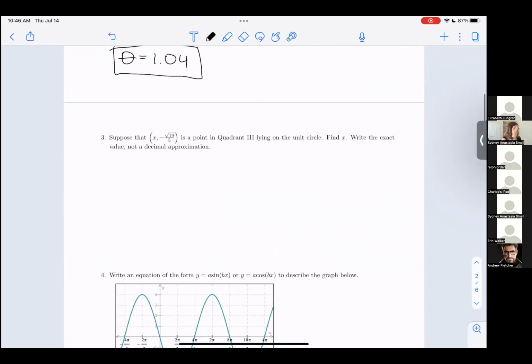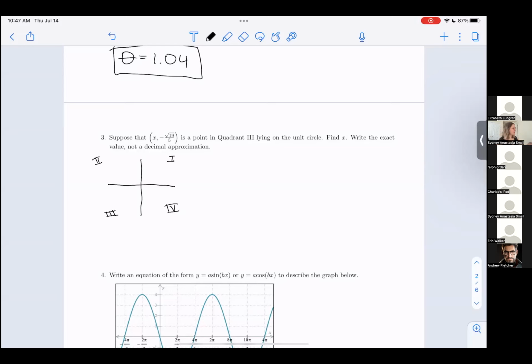Let's look at number 3. Suppose we have this point x comma negative root 19 over 5, and it's a point in quadrant 3. We want to solve for x. Okay, let's start by drawing a picture. Since we're talking about quadrants, we know we're going to need a set of axes. Here's quadrant 1, here's 2, 3, 4.